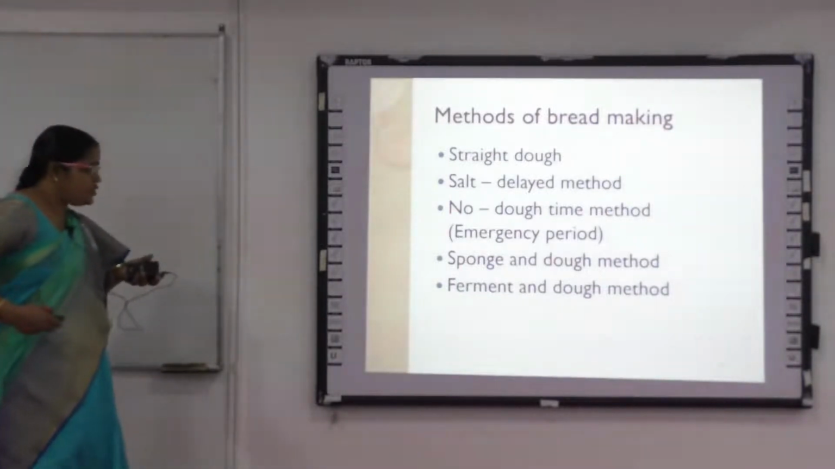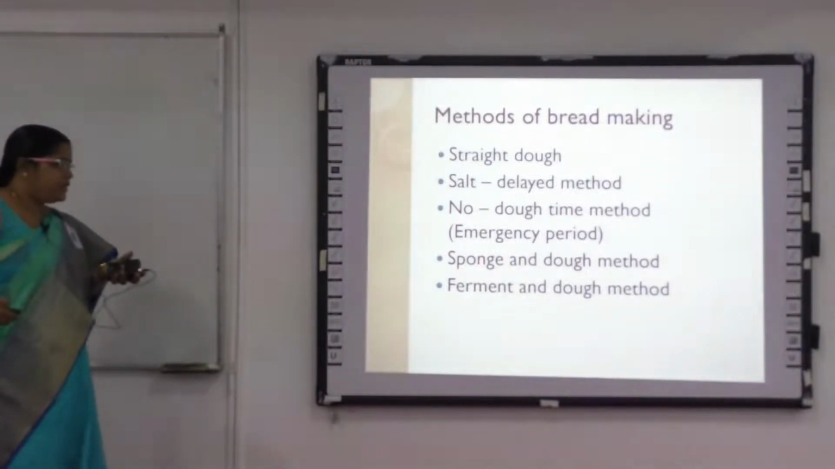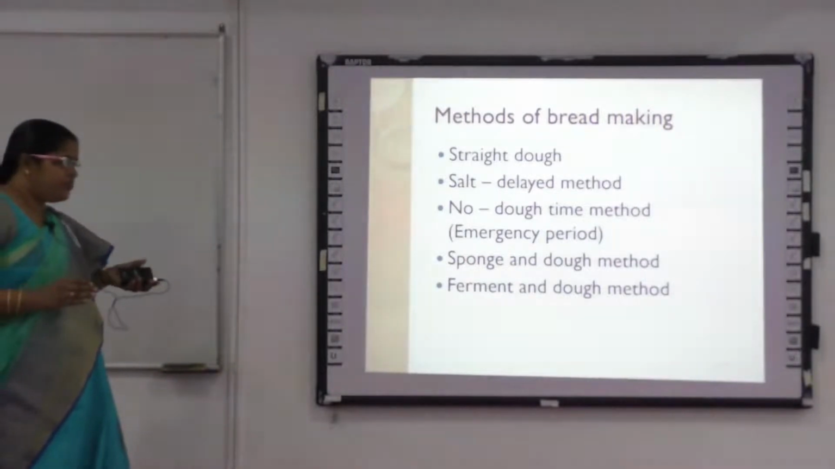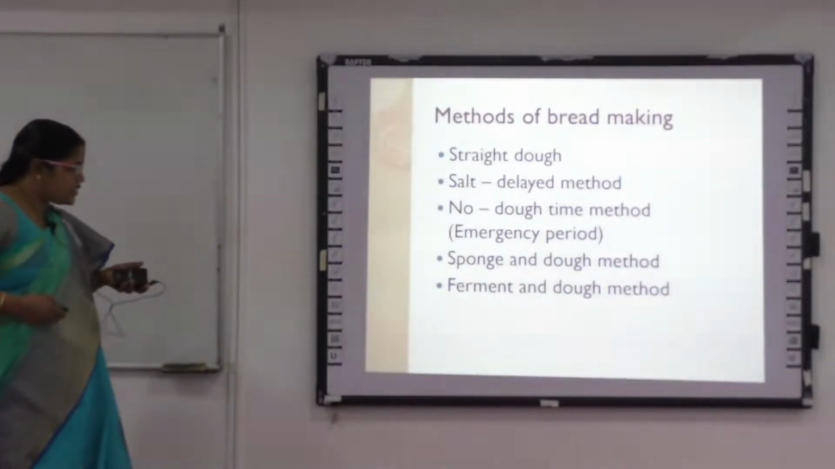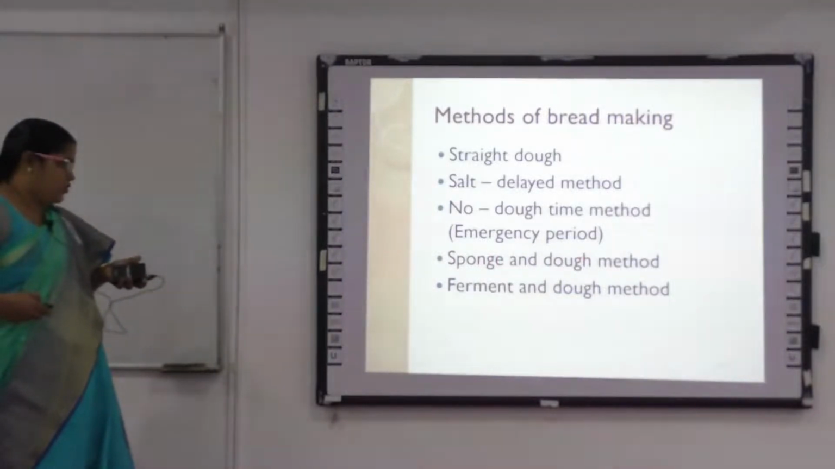Then the sponge and dough method. In the sponge and dough method, the sponge will be prepared. That is, the mixing of dough takes place in two stages. The first mixing is sponge preparation. The second one is dough preparation. Then the sponge and dough are mixed together.